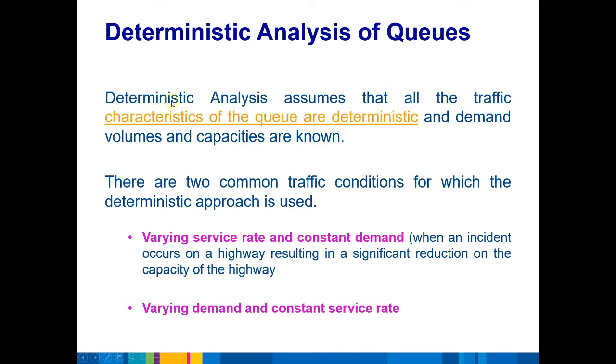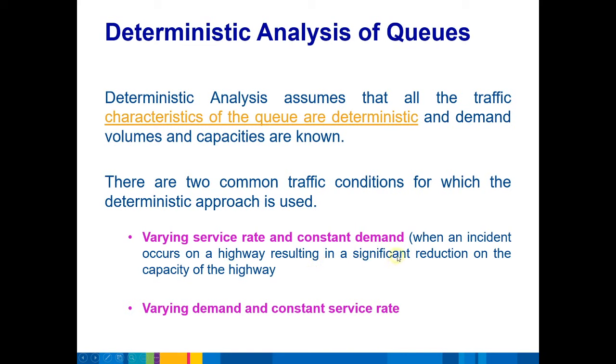So if we take a deterministic analysis, we're basically saying that all characteristics of the queue are known. So we know volumes, we know capacities, we know demand, and this will let us make some calculations. There are two common traffic conditions where we might use this approach. So we would have a varying service rate and a constant demand. So basically we're constantly injecting the same number of vehicles into a traffic stream, and our level of service changes based on how that constant demand moves along highways with a different overall capacity.